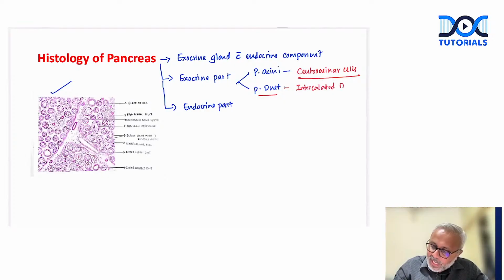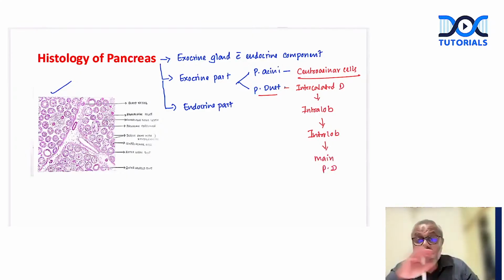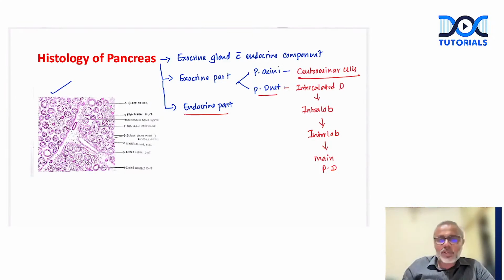The intercalated duct leads to the intralobular duct, which leads to the interlobular duct, which further leads to the main pancreatic duct. How the lining epithelium of these ducts differ, this is what you need to describe in the pancreatic duct system. In the endocrine part, it is pretty simple. We need to describe the different types of cells.